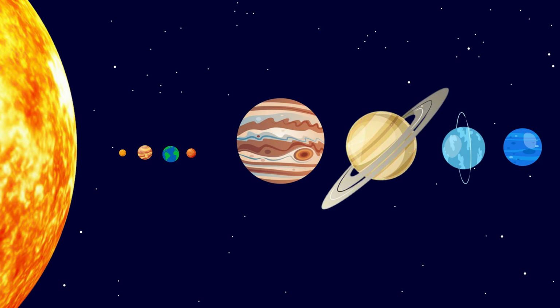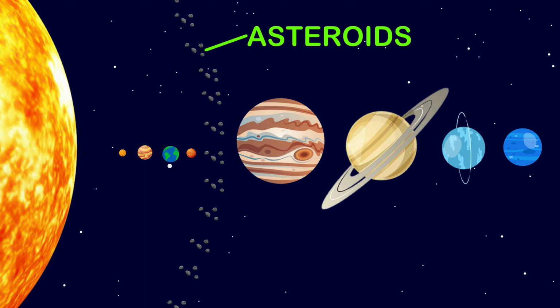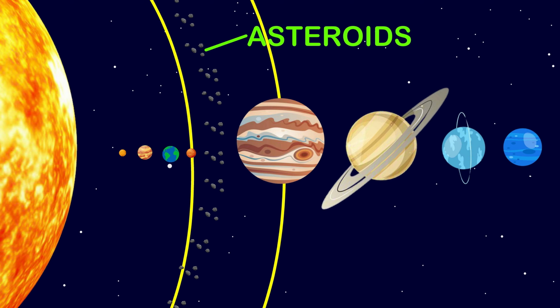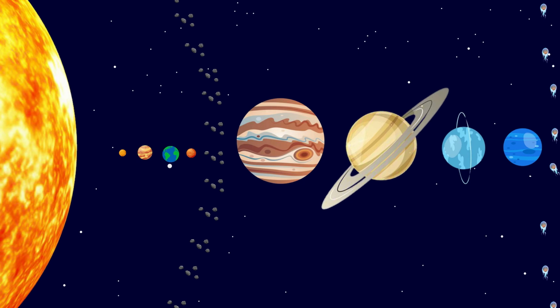Apart from the stars, planets and satellites, there are numerous tiny bodies which also move around the Sun. These bodies are called asteroids. They are found between the orbits of Mars and Jupiter. Scientists are of the view that asteroids are parts of a planet which exploded many years back.